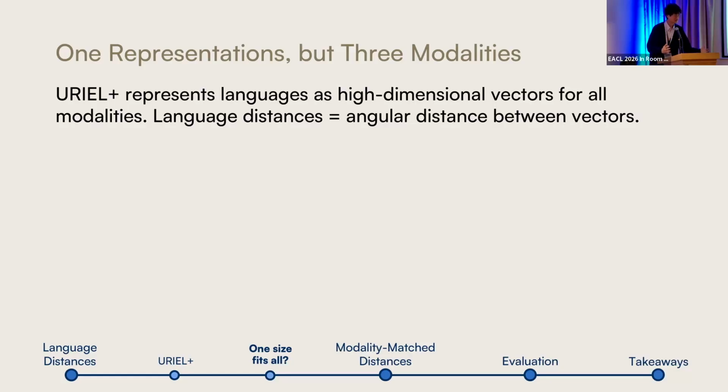Now, you're going to have to forgive me a little bit because I need to talk about some of the limitations of your paper. And the key limitation to URIEL Plus is in how they compute these distances. So you'll notice that URIEL Plus treats all three modalities in essentially the same way. They represent them with high-dimensional Euclidean vectors and then calculate language distance via angular distance between those vectors.